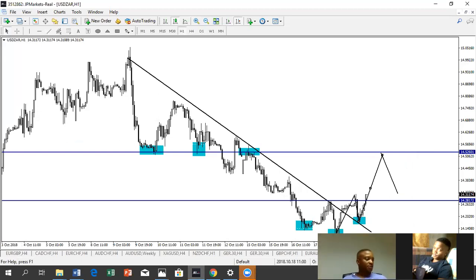So what is the confluence, what gives us the reason to buy this pair?